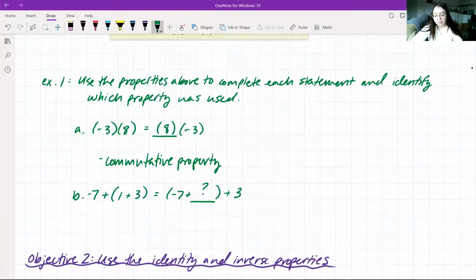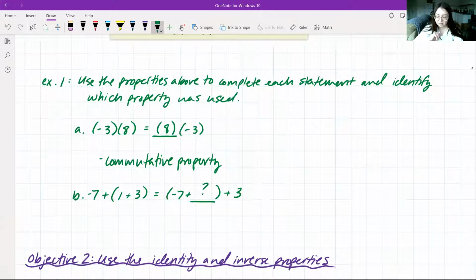Then for part B, we have -7 plus, now in parentheses, 1 plus 3 is equal to, in parentheses, -7 plus blank, outside of parentheses, plus 3. So we see here that we do have three terms, and in our first expression, our 1 plus 3 is grouped, but in our second expression, we have -7 plus blank is grouped. So we want to fill in this blank and identify our property.